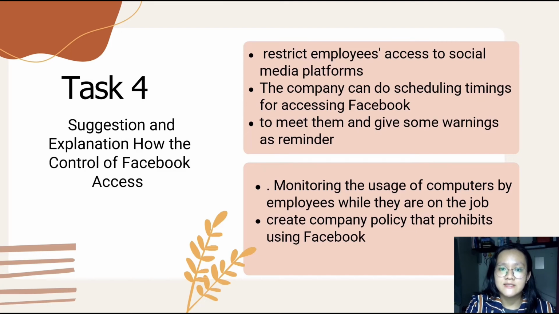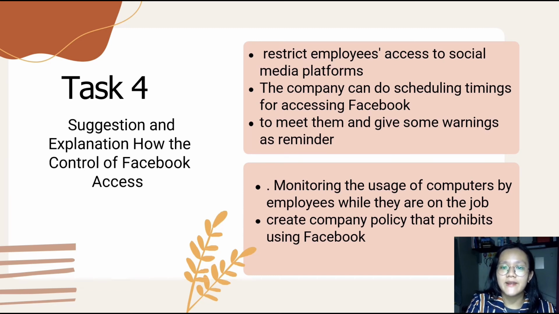The primary reason why companies decide to restrict employees' access to social media platforms while they are on the clock is to cut down on distractions. The use of social media has the potential to be addictive and time-consuming. The company can do the scheduling timings for accessing Facebook by setting during breaks.